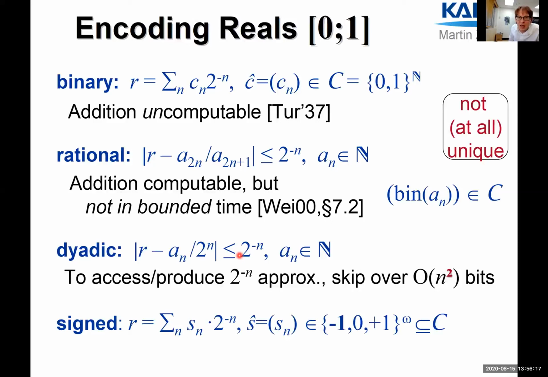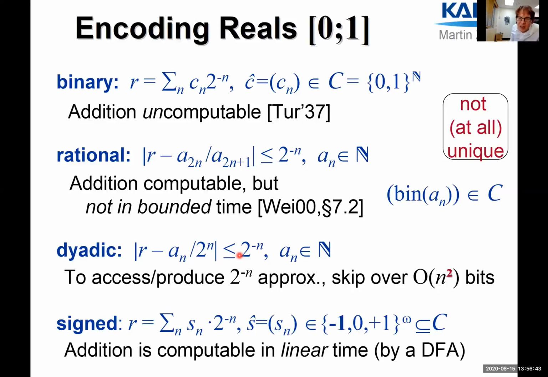So this is good enough for polynomial time complexity investigations, but we cannot really perform subquadratic complexity investigations, because merely reading the input is already dominating the actual computation. So if we're interested in even faster computation, in subquadratic time complexity, then the signed digit representation is the encoding of our choice, because here it turns out that addition is computable. It's even computable in linear time by a deterministic finite automaton.